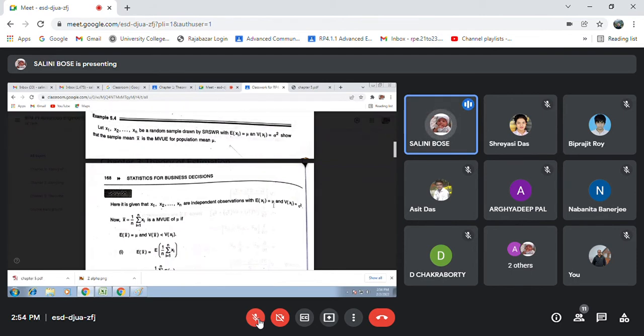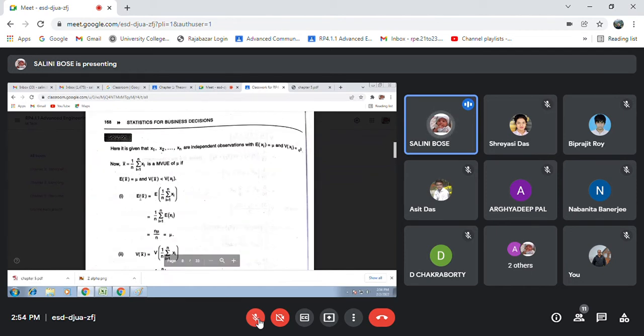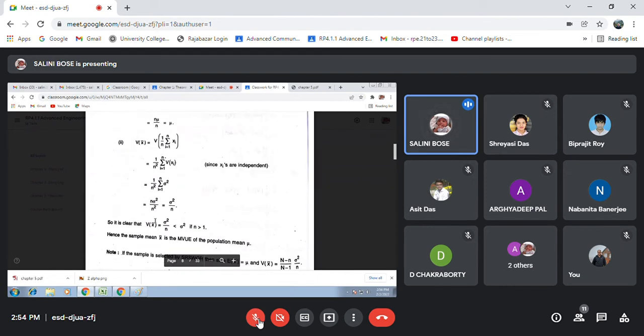You know that E of xi equal to mu, V of xi equal to sigma square. Now x bar is equal to this. This is already known to you. You know that x bar is a minimum variance unbiased estimator of mu if E of x bar equal to mu and V of x bar is less than V of xi. So just do it. You know how to find E of x bar, that is mu, and V of x bar is sigma square by n.